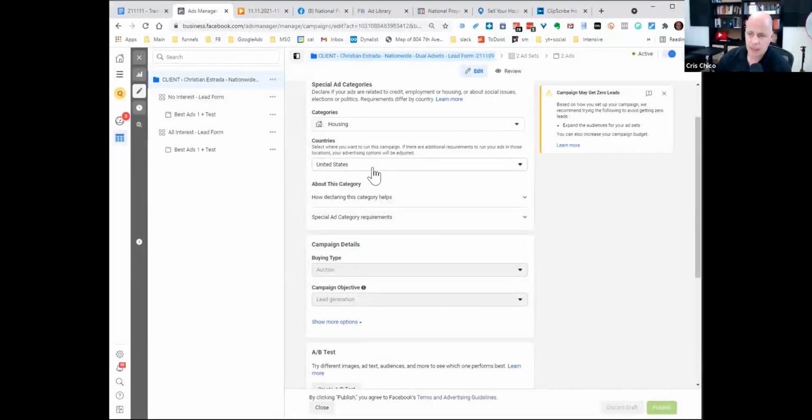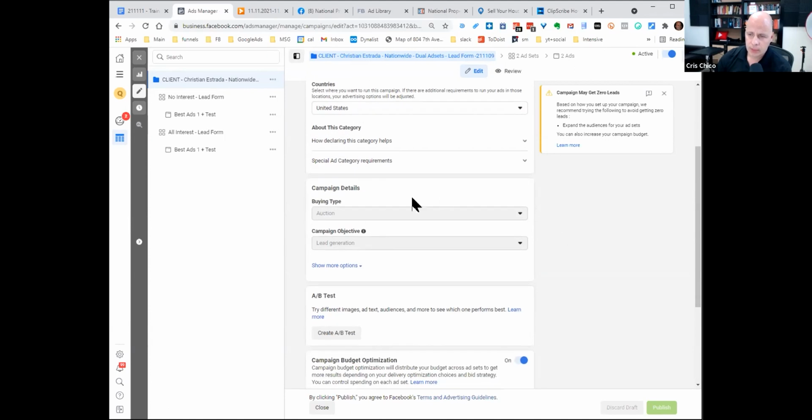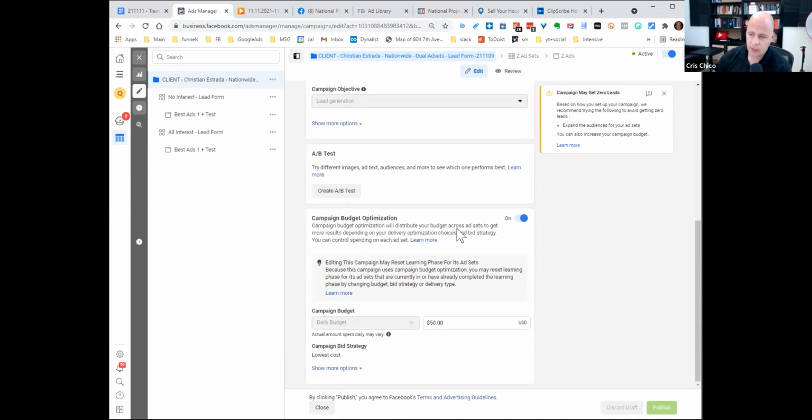You will select the country, which is the US, and the type of campaign. There are two types. There's lead generation, which is where they go to the lead form. And then there is the conversion campaign, which is the one that goes to the landing page. And then there's a thing here called campaign budget optimization. We always turn campaign budget optimization on, and then we set the campaign budget. For these campaigns, we're running nationwide.